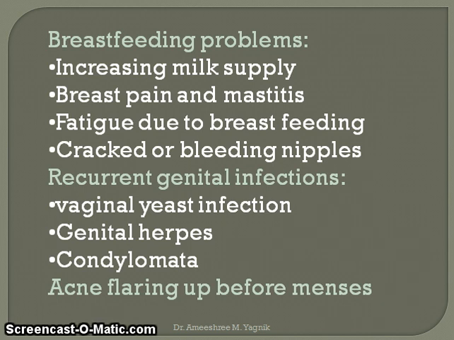Recurrent genital infections, that is vaginal yeast infection, a fungal infection in the vagina. Then genital herpes, again a viral infection. Condylomata means warts in the genital region. Then acne flaring up before menses, means pimples occurring on the face before menses. In this situation also the homeopathy remedies are useful. Medicines like dulcamara as well as berberis aquifolium can be useful.